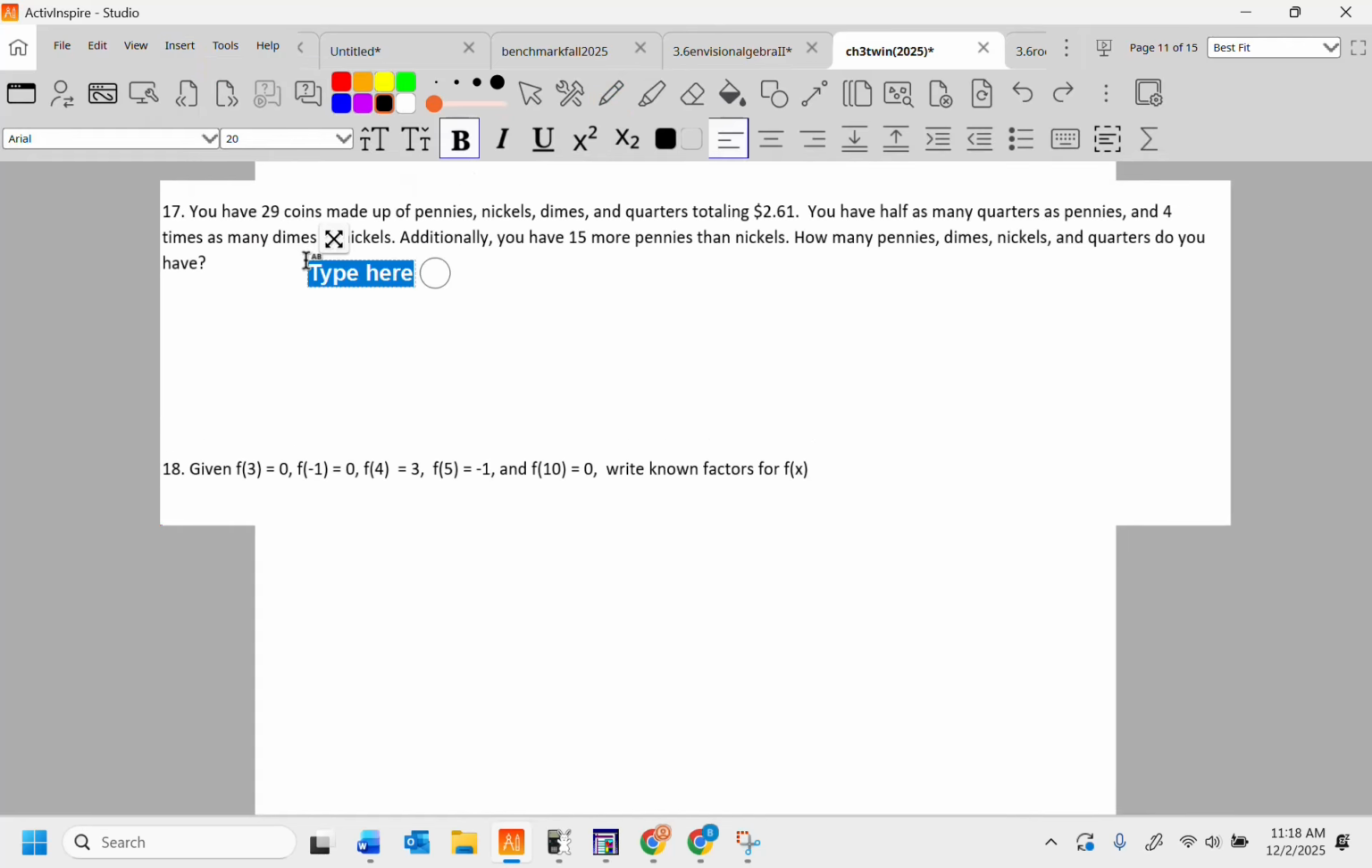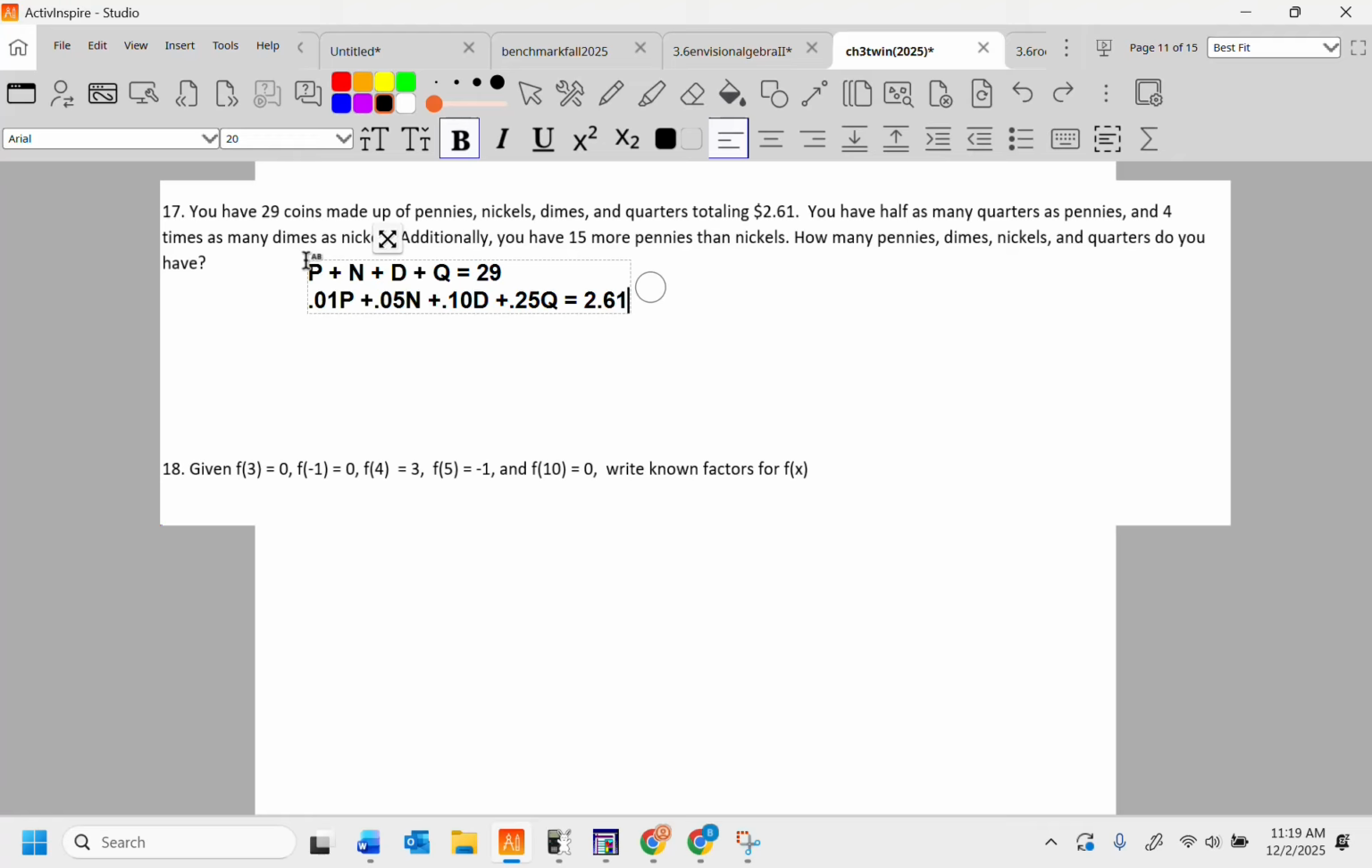You have 29 coins made of pennies, dimes, nickels, and quarters. So pennies plus nickels plus dimes plus quarters is 29. Now let's talk about the numerical value. A penny is worth 1 cent. A nickel is worth 5 cents. A dime is worth 10 cents. A quarter is 0.25. And that adds up to $2.61.